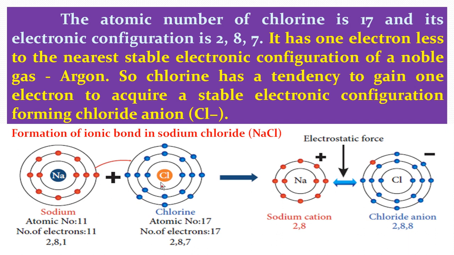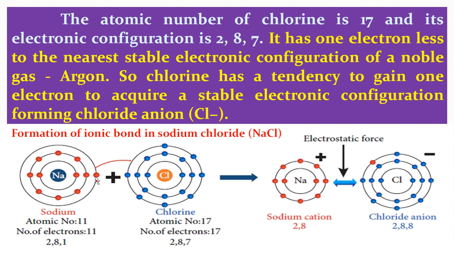Come to the next atom, the chlorine atom, atomic number 17. Atomic number 17 means the number of electrons is also 17. The electronic configuration is 2, 8, 7. So, it needs one more electron to complete the octet. Now you fill the electron dot structure. The first shell contains 2 electrons, the second shell contains 8 electrons, and the valence shell, or outermost shell, contains only 7 electrons. So, it needs 1 electron.